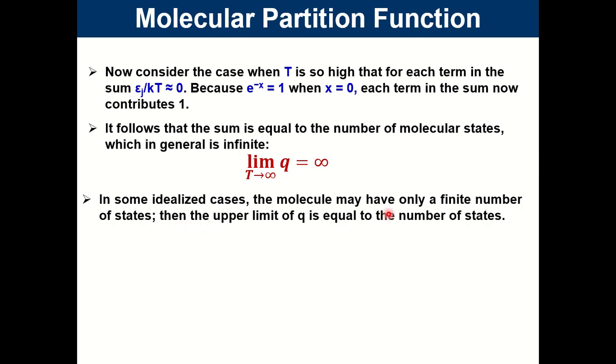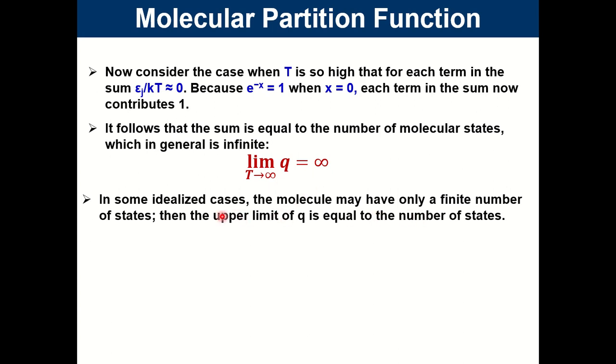In some idealized cases, the molecule may have only a finite number of states, then the upper limit of q is equal to the number of states. But in general, the number of energy levels can be infinite. We have seen in quantum mechanics cases where n goes up to infinity, for example in electronic transitions. In vibrational and rotational motion also, the quantum number can increase as an integer up to infinity. So at infinite temperature, all the states become accessible, and the partition function becomes infinite.